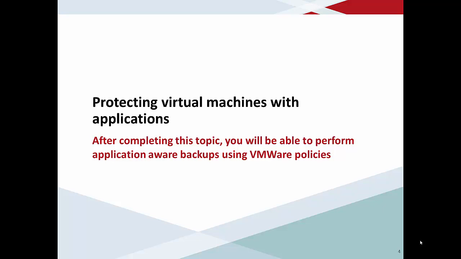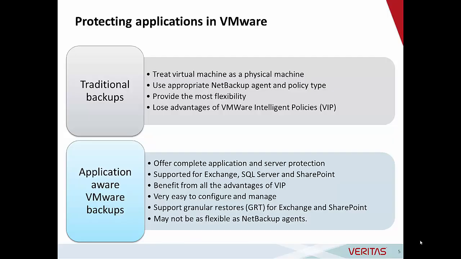This is the Protecting Virtual Machines with Applications topic. Protecting virtualized instances of enterprise applications like databases presents unique challenges to the backup administrator. The protection of VMware virtual machines is best done using VMware intelligent policies to perform an off-host backup of a snapshot of the virtualized machine. These policies support advanced features like resource limits and dynamic VM discovery.